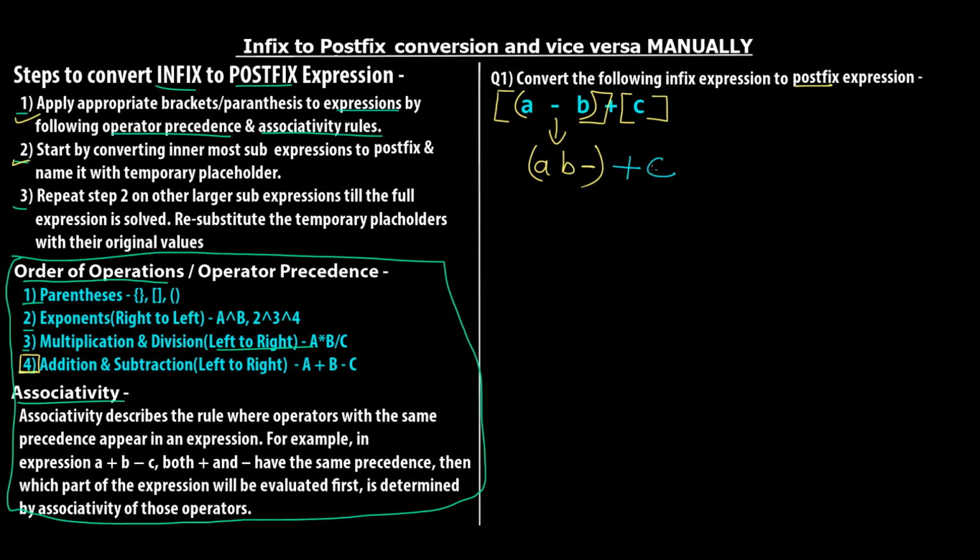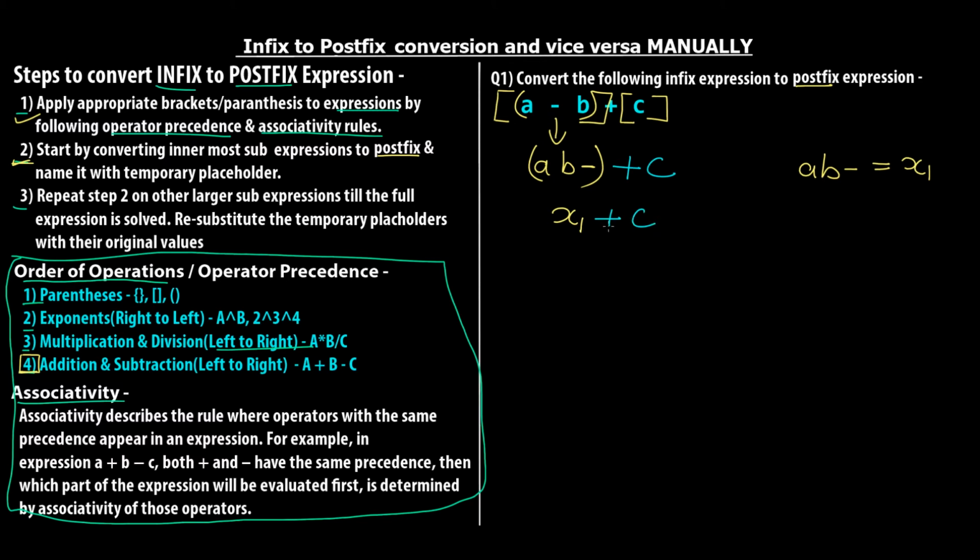What we'll do now is, in step number 2, it is said that we have to convert the sub-expression to postfix and name it with a temporary placeholder. So we'll say ab minus can be called x1. So we are substituting ab minus with a temporary placeholder variable x1. So this equation will look like x1 plus c.